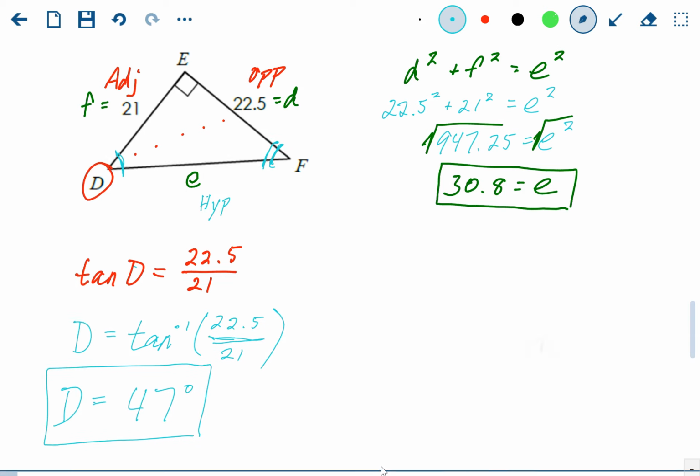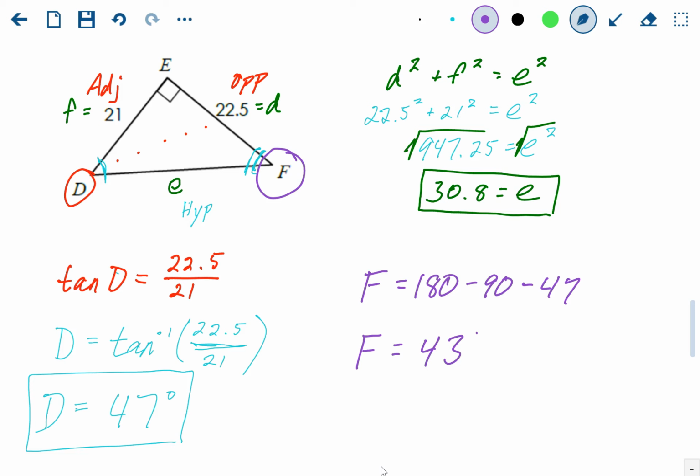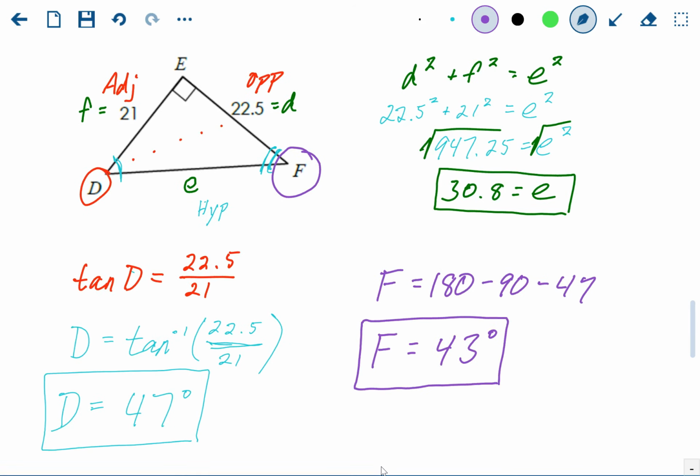Now again, you could set up a similar trig ratio to find angle F. Or you could use the fact that all these angles have to add up to 180. So to find angle F, I'm just going to do 180 minus the right angle minus the angle we just found, 47. So for angle F, you're going to get a measurement of 180 minus 90 minus 47 is 43 degrees. Alright, and now we know every angle and we know every side, so we've solved this triangle.